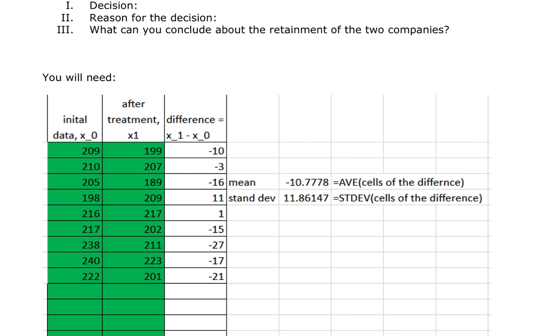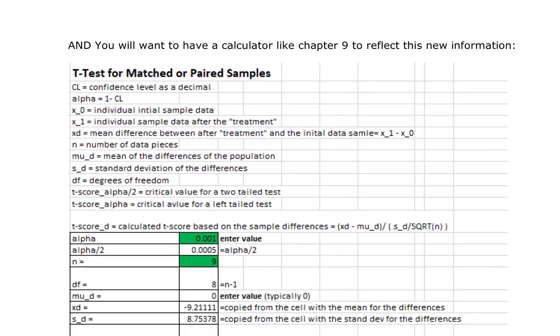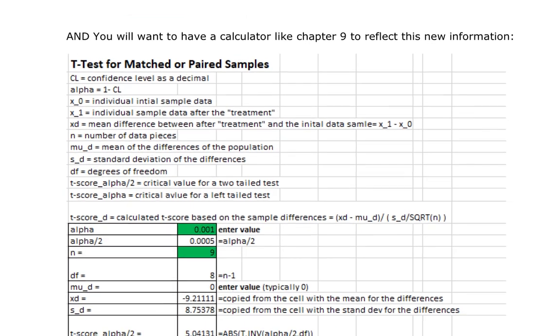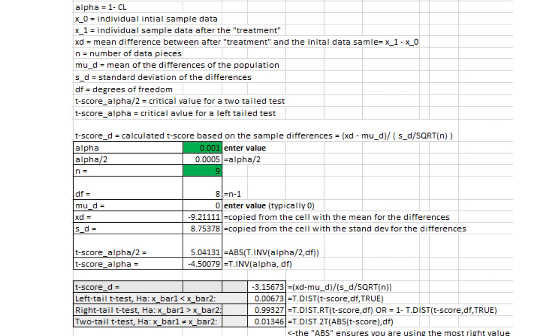So let's go back up. Oh, and then of course I will have something that looks like this, which is similar to what we had in chapter 9. The only thing is I changed some of the notations. Degrees of freedom is still going to be n minus 1. I did add a mu sub d. We assume it's going to be 0. I have the x sub d. This is copied from wherever my means were. So up above on my previous one, I will copy the cell that has my means, and the same thing with my standard deviation.